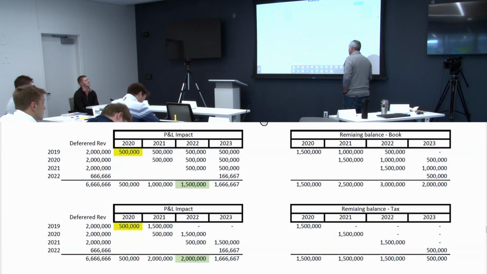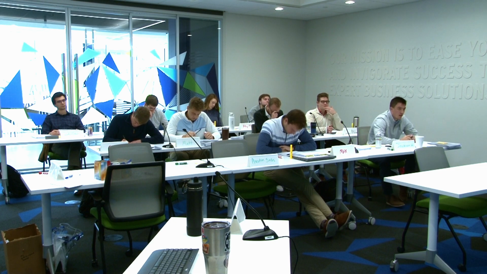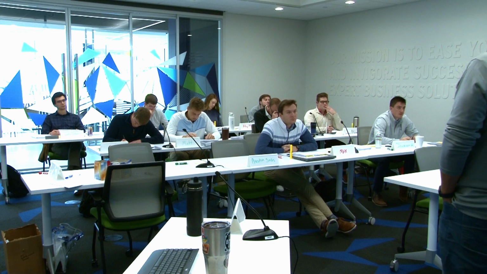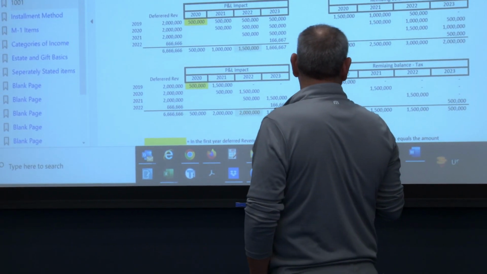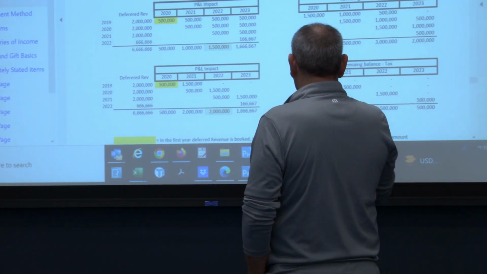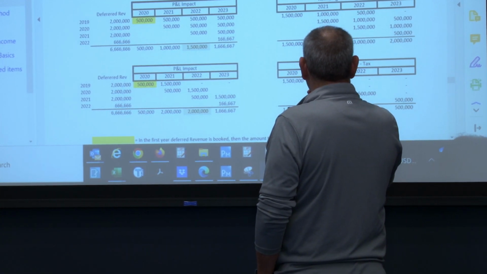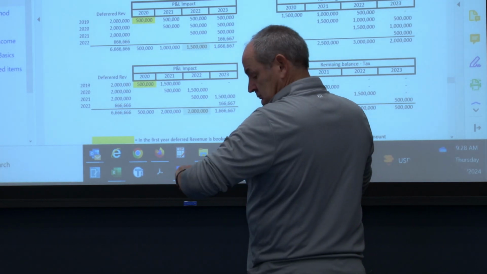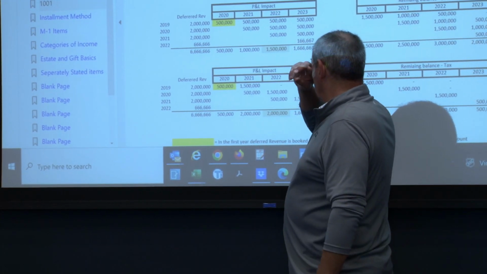Okay? So the rule says that I have to recognize an amount for tax equal to what was done for GAAP in year one. Okay? And what year are we in? I assume 2023? Maybe? We're in 22 at the top. Might be. 22? Yeah. Okay, so it's 22. Has to be.